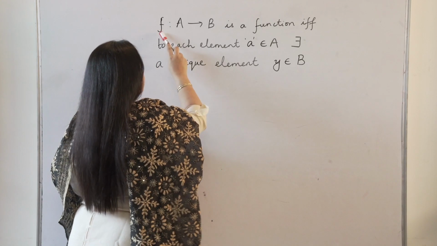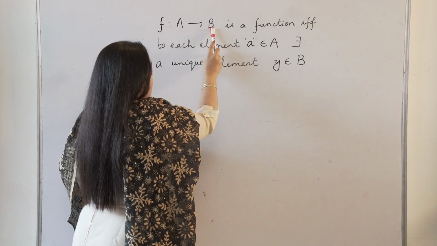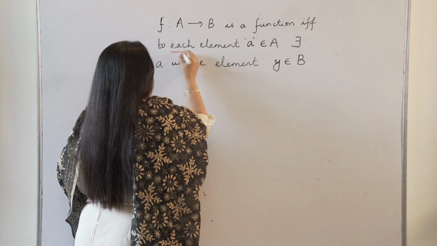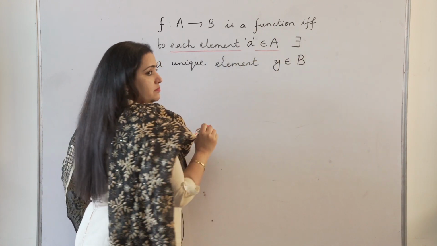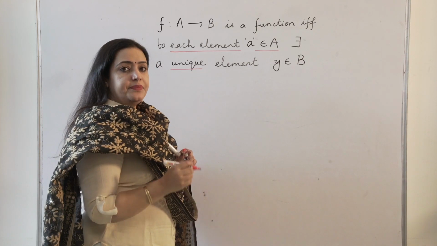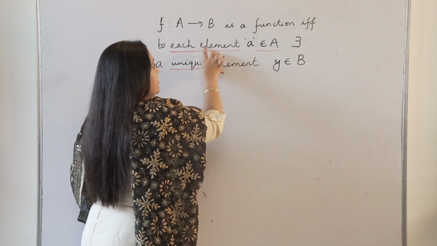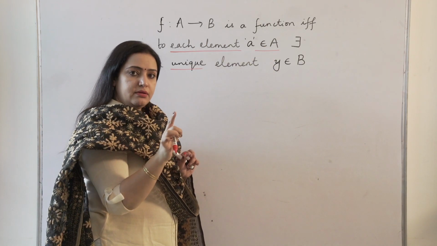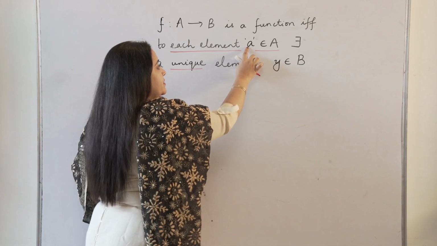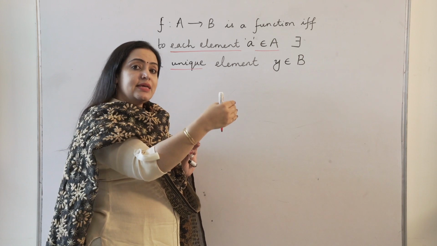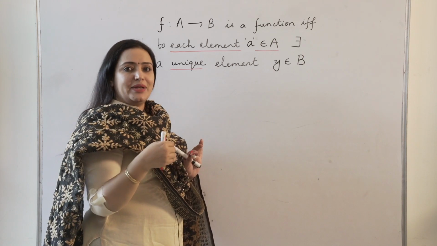A mapping or an association f between A and B is going to be called a function if and only if each element belonging to A has a unique element y belonging to B. The key words being every element of A must have an answer and that answer must be unique, in the sense that one element cannot have more than one answer. However, the answer can be the answer of more than one element.